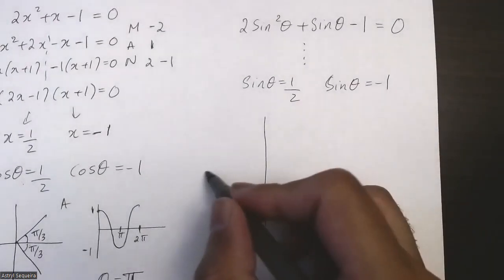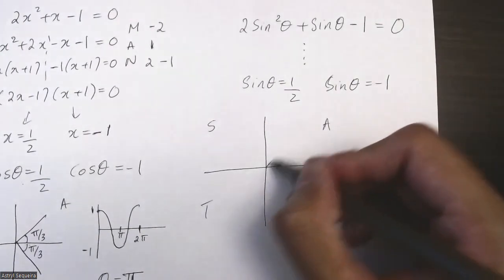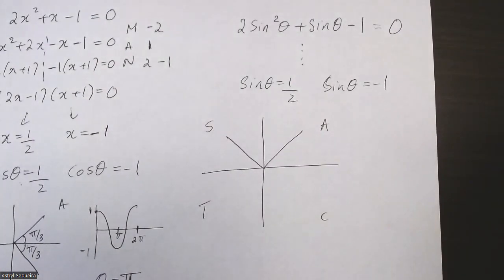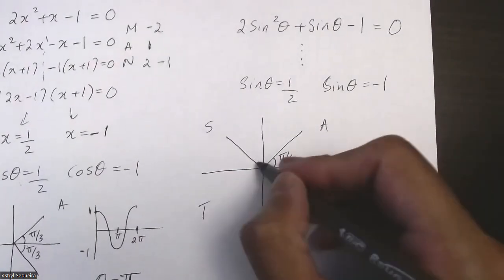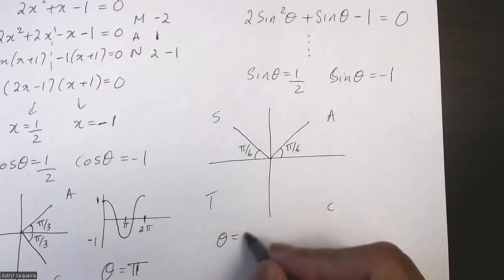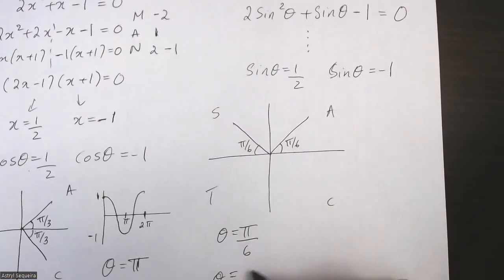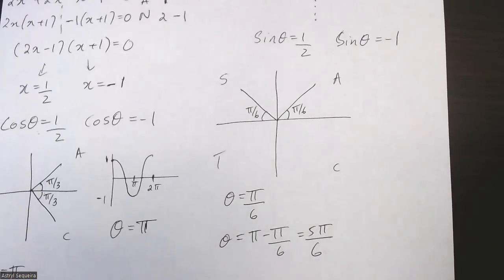Again, I'm solving this with my CAST rule. Sine is positive in A and S. Find the acute angle. Again, you can do special triangles, or you can do the sine inverse of 1 over 2 in your calculator. You get pi over 6 both ways. So my two solutions over here are pi over 6. And over here, it's pi minus pi over 6, which is 5 pi over 6.